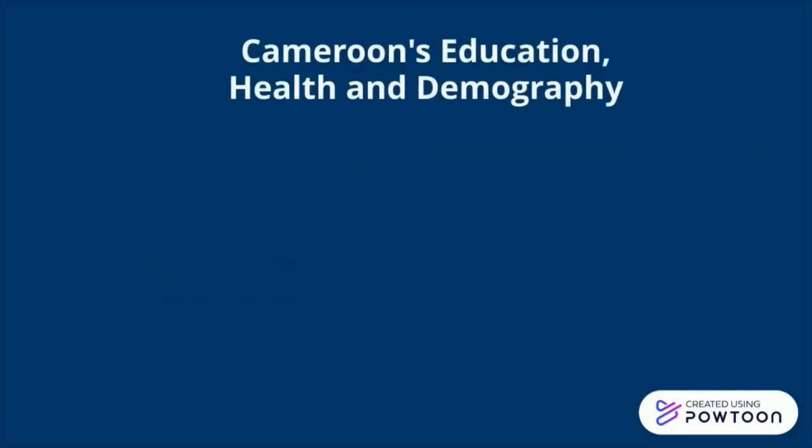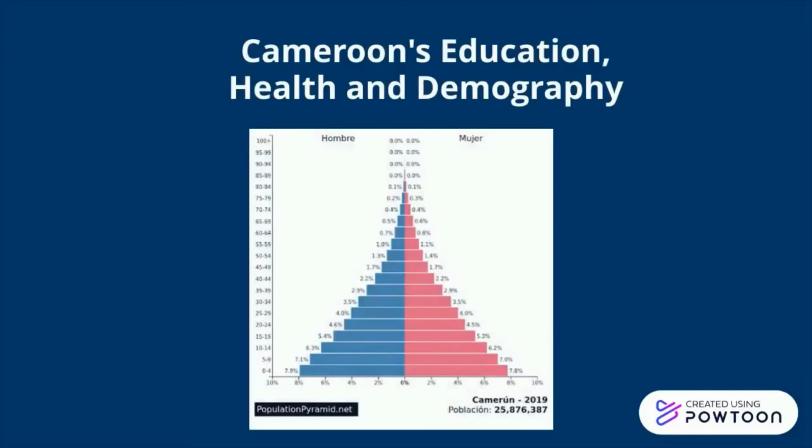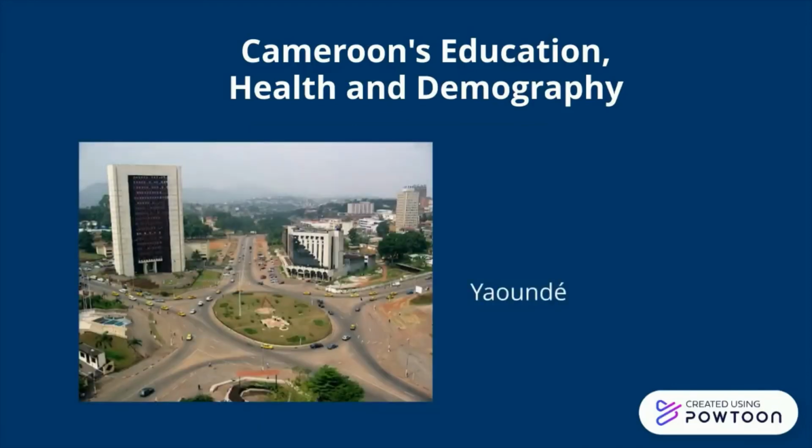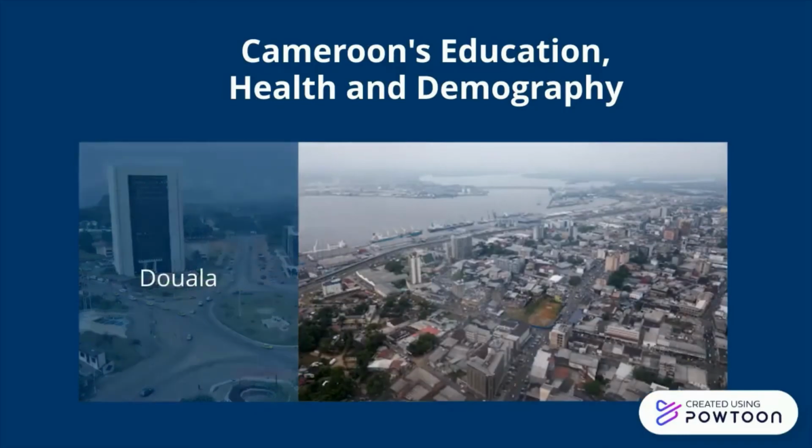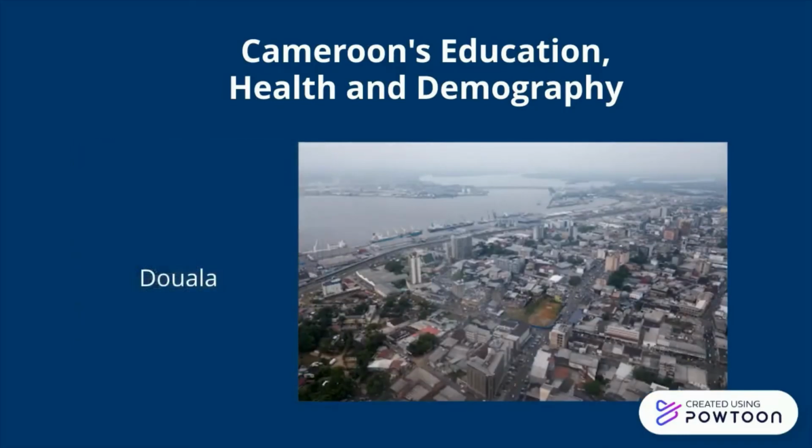About demography, Cameroon has more women than men. Over 60% of the population is under 25. People over 65 years old make up only 3% of the total population. The population is evenly divided between urban and rural inhabitants. Douala, Yaoundé, and Garoua are the largest cities.